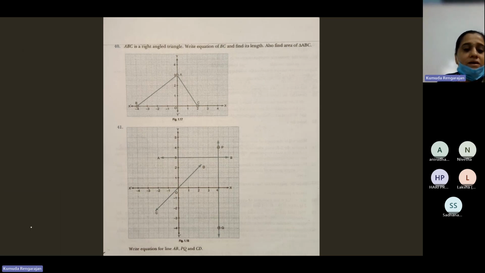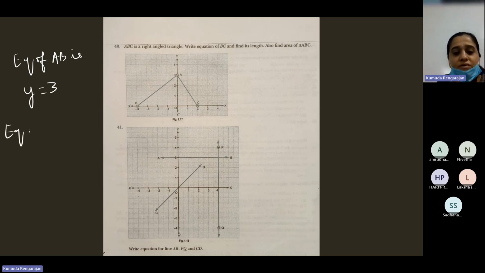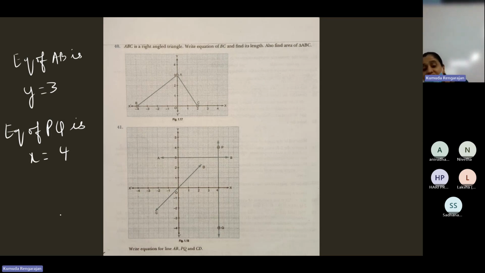Okay, so coming again, equation of AB. Not AB, don't write AB is equal to. Equation of AB is, it's parallel to the x-axis, so y is equal to 3. Then equation of PQ is, it's parallel to the y-axis, so x is equal to 4. Then CD. CD passes through the origin. If it passes through the origin, the constant will be missing.